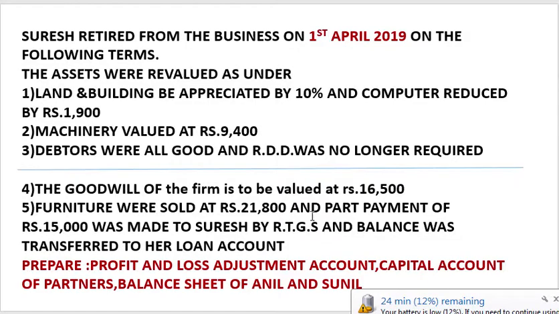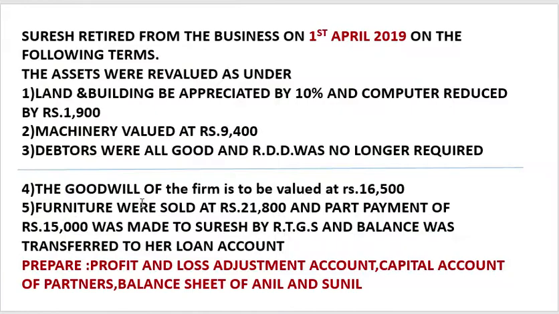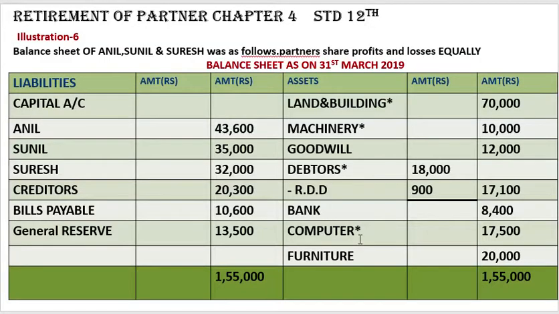Next, debtors were all good and RDD was no longer required. The goodwill of the firm is to be valued at this much. Furniture was sold at rupees 21,800 and part payment of 15,000 was made to Suresh by RTGS and balance was transferred to a loan account. Furniture, okay, we'll put a star mark. So all these where you are seeing a star mark, they have adjustments.